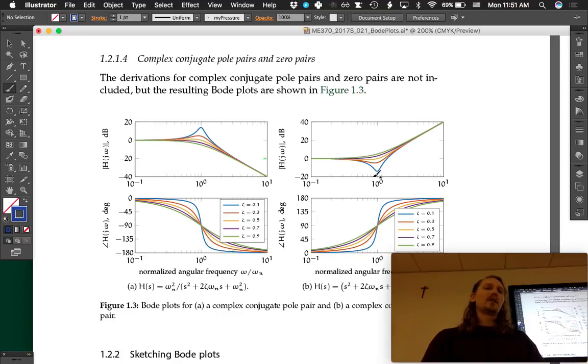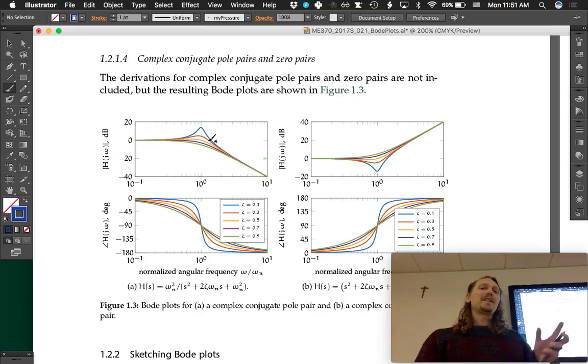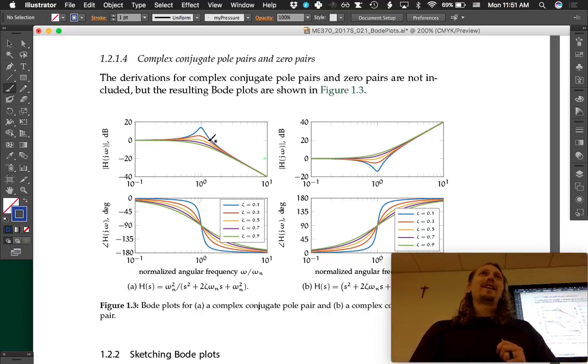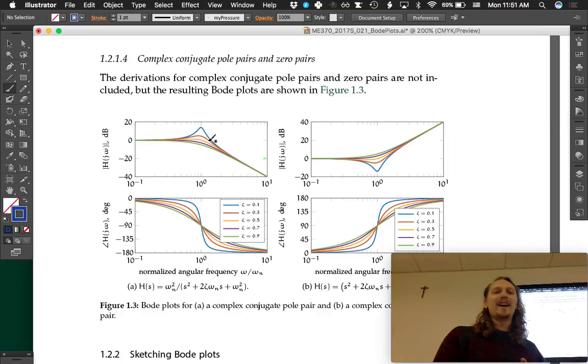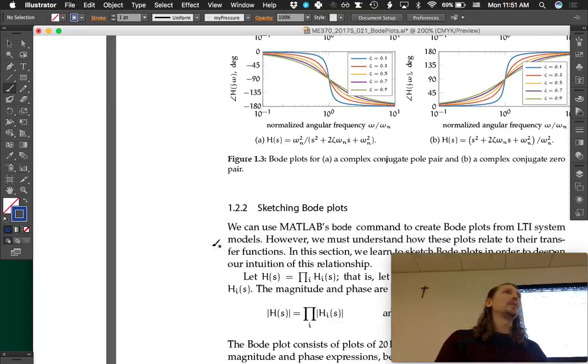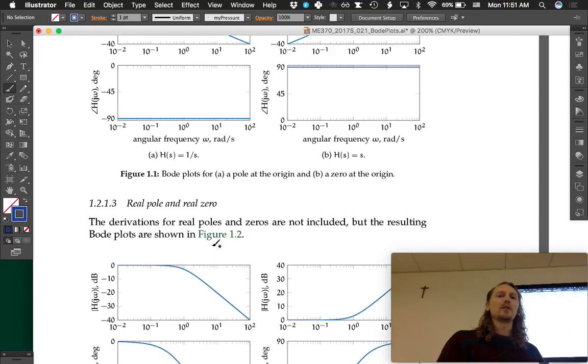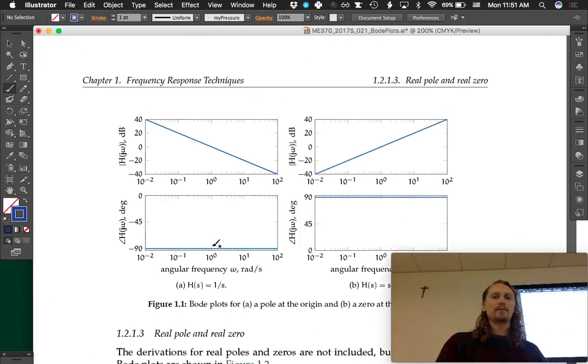These ones are definitely the hardest, but notice this little thing that's happening here. That is the resonance peak, okay? It's a resonant second order system. So anyways, we're going to talk a little bit about that, and then we're going to talk about sketching the Bode plots by hand. So look forward to that on Wednesday.